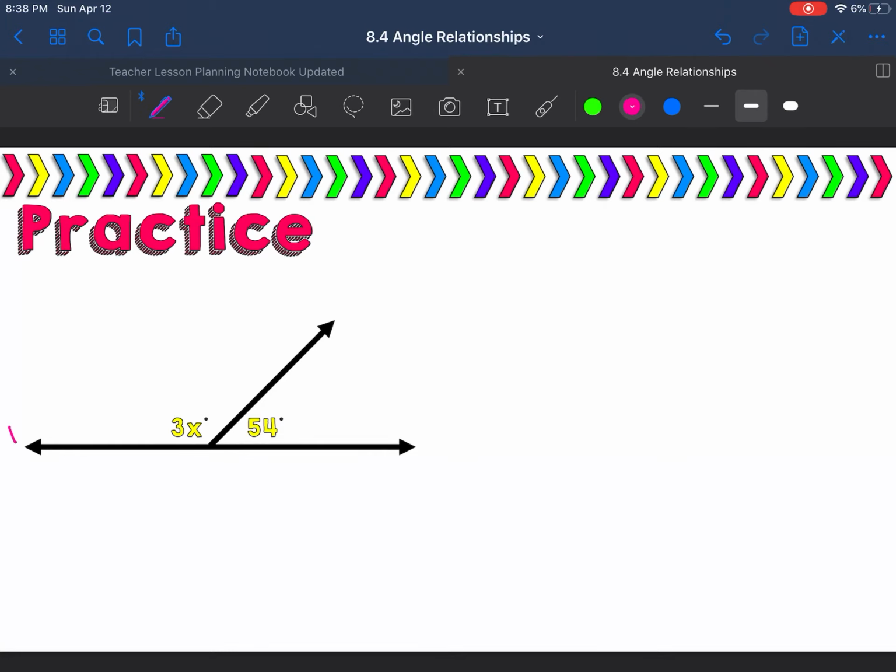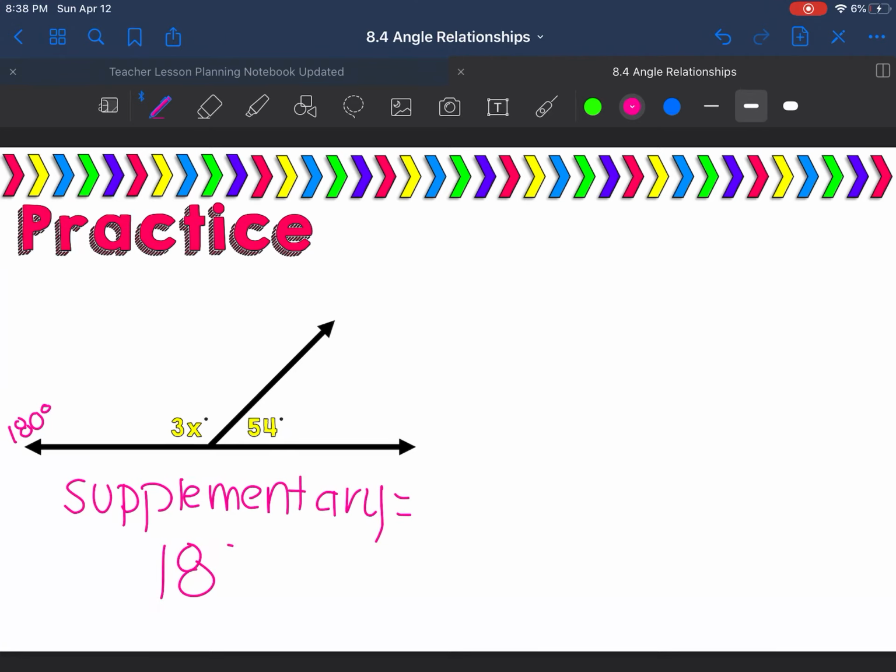Now this is a straight line. In case you didn't know, or you may have forgotten, a straight line is the same as 180 degrees. So just because I know that, I already know that this angle is a supplementary angle. And supplementary angles are equal to 180 degrees. So that means that 3x plus 54 is going to be equal to 180. Now that I know that, I can write it out and I can start solving.